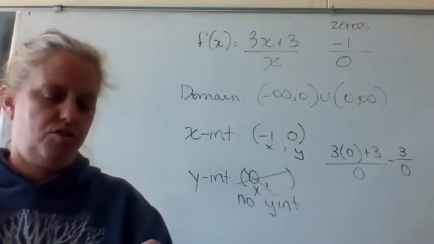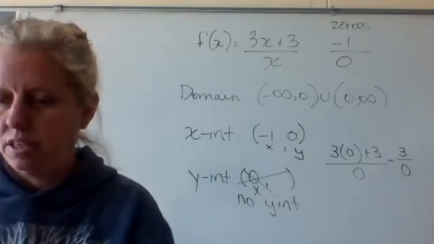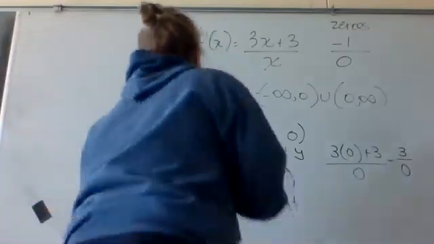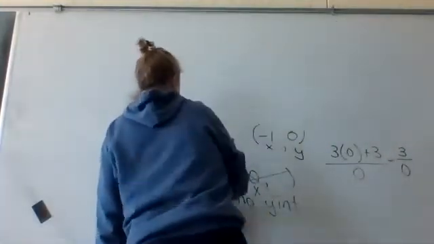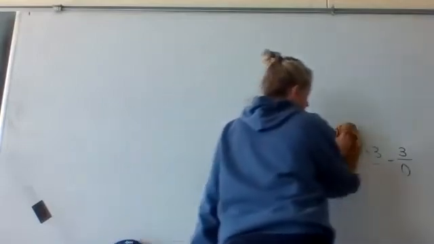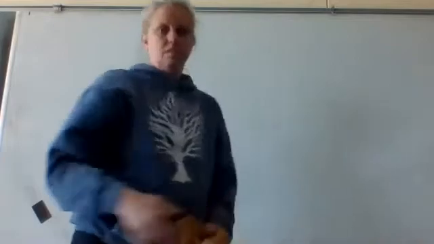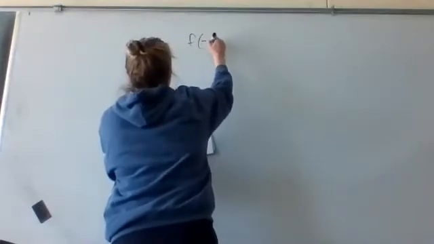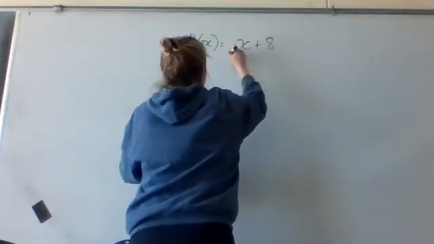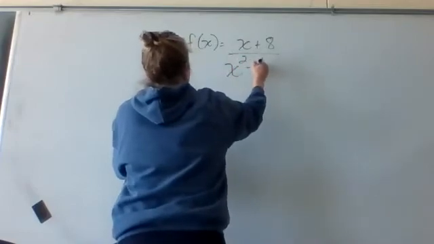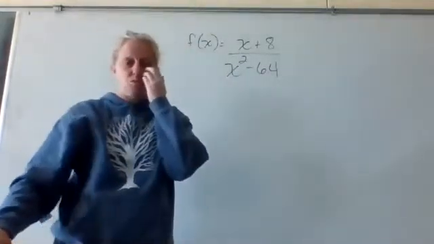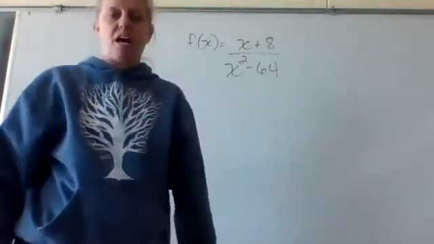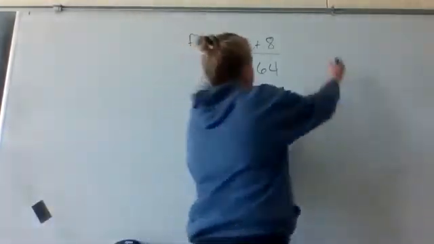All right, let's go to number 14. F of x equals x plus 8 over x squared minus 64. So the first thing I'm going to do, before I even start reading everything it's wanting me to do, is find the zeros of the top and the bottom. Put them over here.